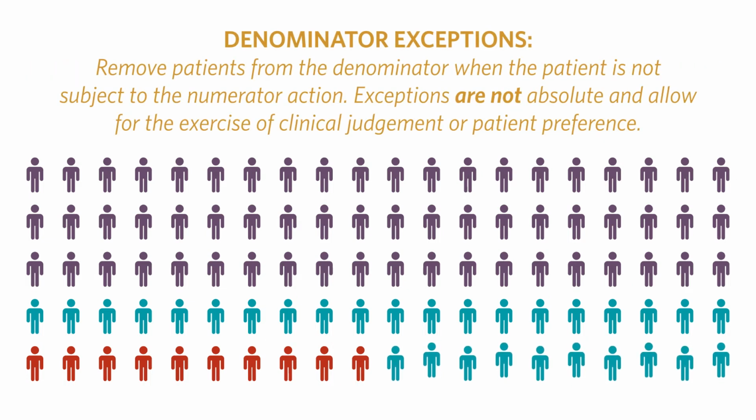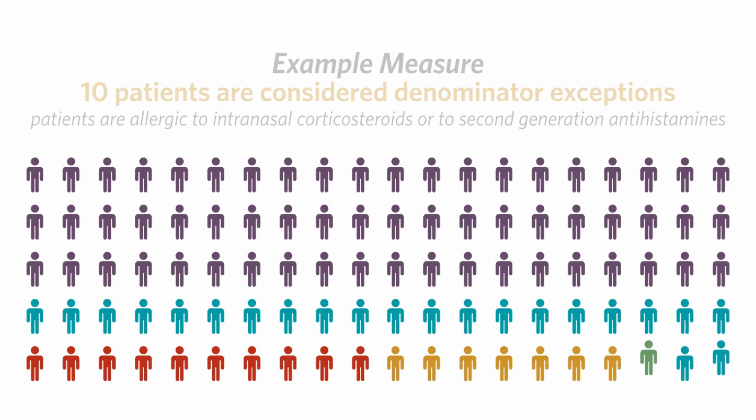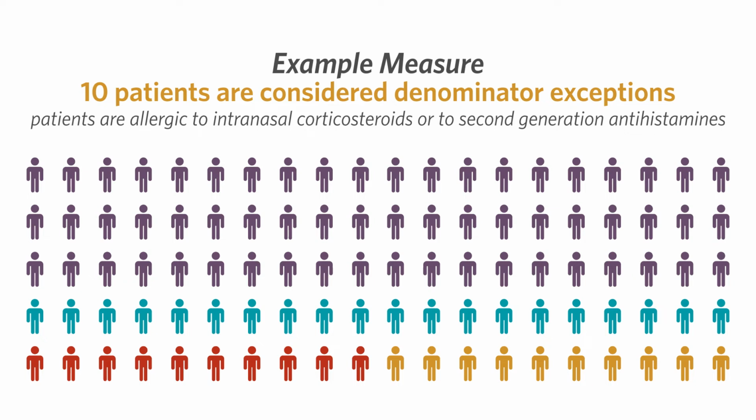Denominator exceptions, like exclusions, are used to remove patients from the denominator when the patient is not subject to the numerator action. However, exceptions are not absolute and allow for the exercise of clinical judgment or patient preference. A denominator exception removes a patient from the performance denominator only if the numerator criteria are not met as defined by the exception. In our example, 10 patients are considered denominator exceptions.